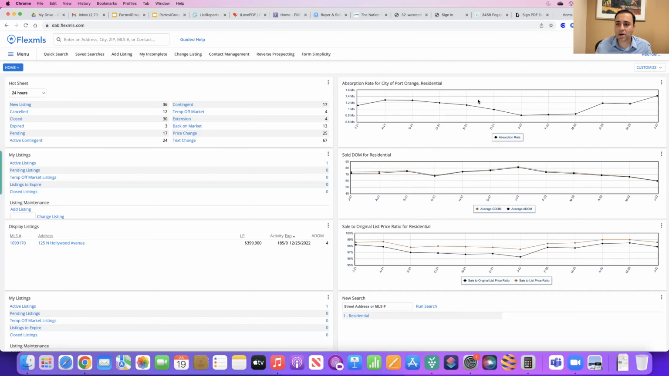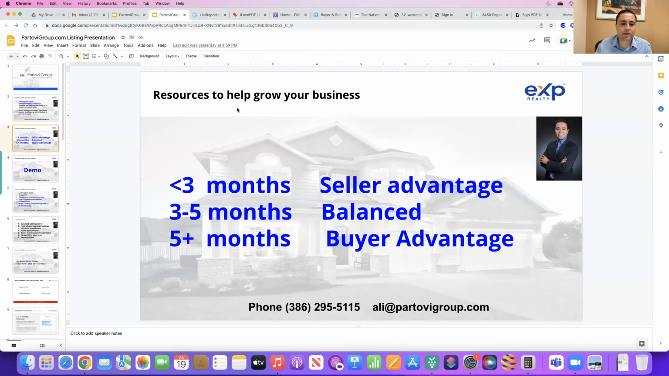Still, strongly seller advantage. Remember, let's go back to this graph real quick, where we're saying if it's less than 3 months absorption rate, seller advantage. What does that mean? When you're talking to a seller, you can get aggressive on pricing. You can list on the higher end of the range. You can be much firmer in terms of negotiating prices. All right, let's go back to our demo here.